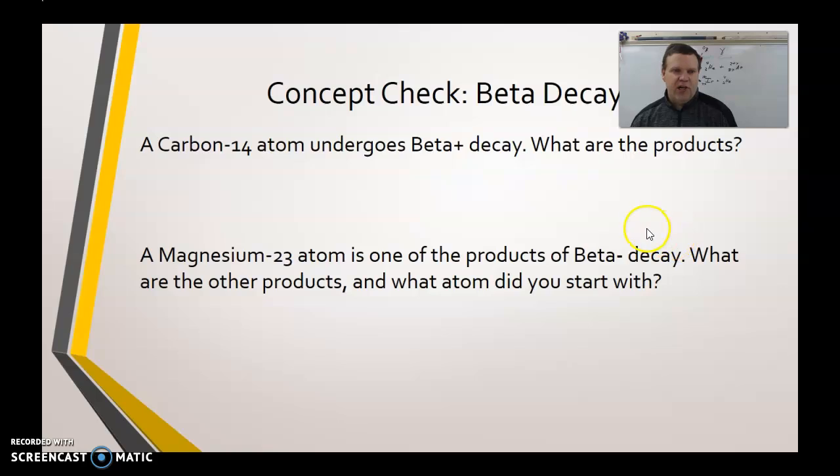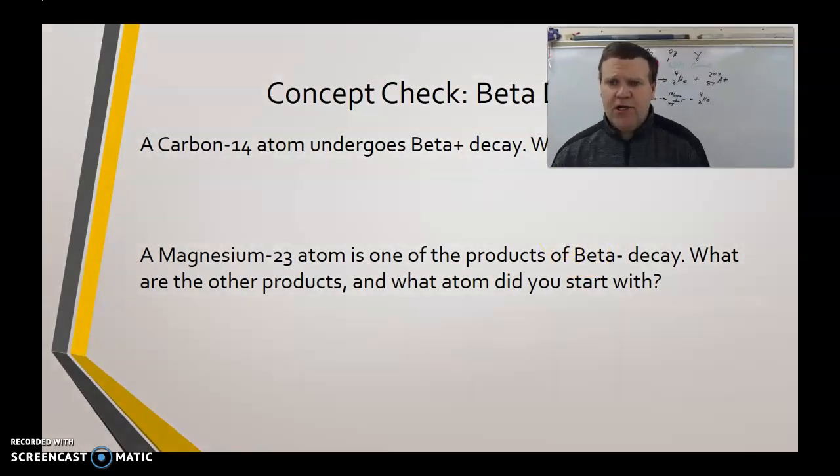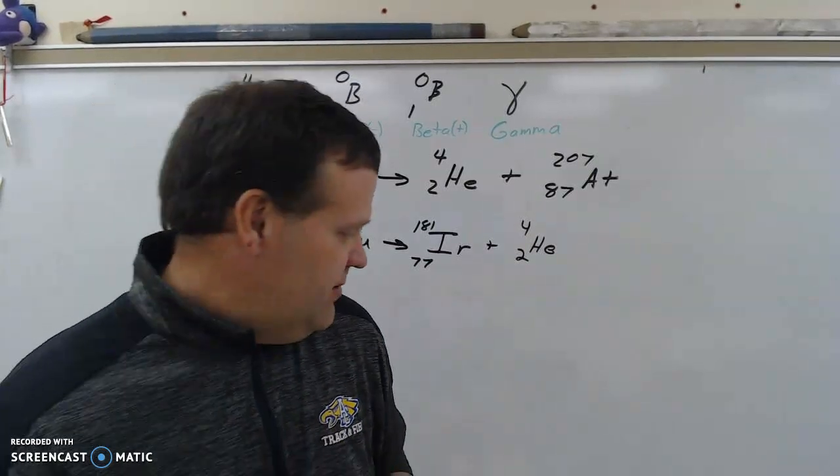All right, so here we're going to take carbon-14. We'll say in this particular case it's going to undergo a beta plus decay. And the other one we're going to have is magnesium-23 undergoing a beta minus decay, and we want to think about the products that are going to be there. So I'm going to do this on the board, make this a little bit bigger, and do some erasing.